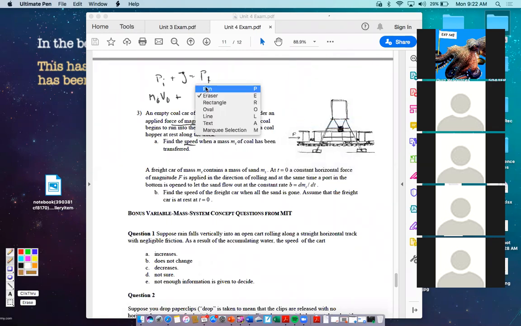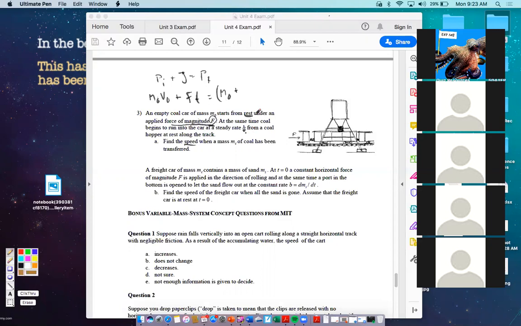Okay. So the impulse, the force is constant. So impulse is force times time, and that's going to be equal to the final momentum, which is going to be the mass, but the mass is changing. So that's going to be m naught plus whatever mass has been added.